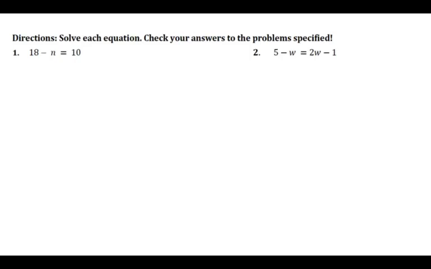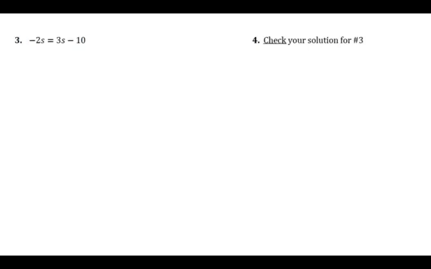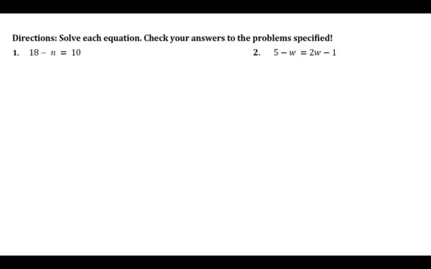So let's first start by reading the directions. It says solve each equation, check your answer to the problem specified. So when it says problem specified, that means you're only going to have to check your answers for a couple of them. So let me show you which ones we have to check. If you'll notice with number 4, it says check your solution for number 3. Number 8 says check your solution for number 7. So we're not going to be checking our solutions for every single problem, just the ones that actually have it specified. So let's go ahead and get started.